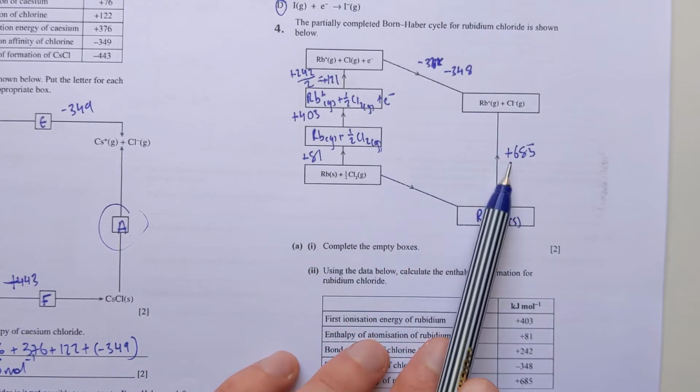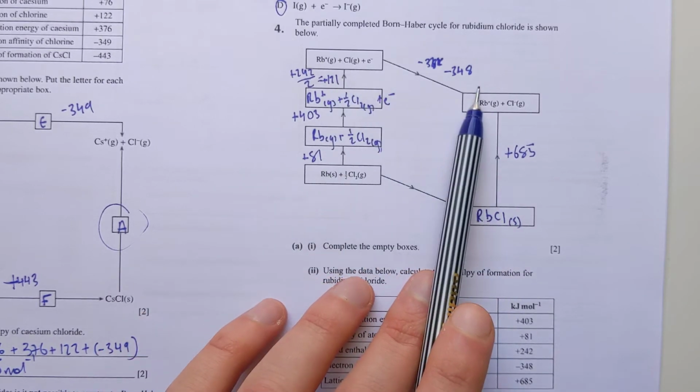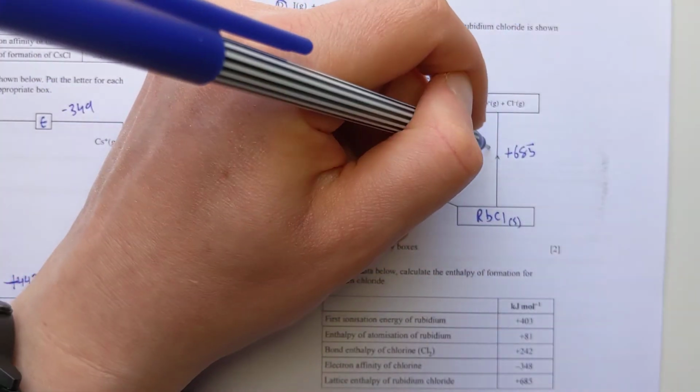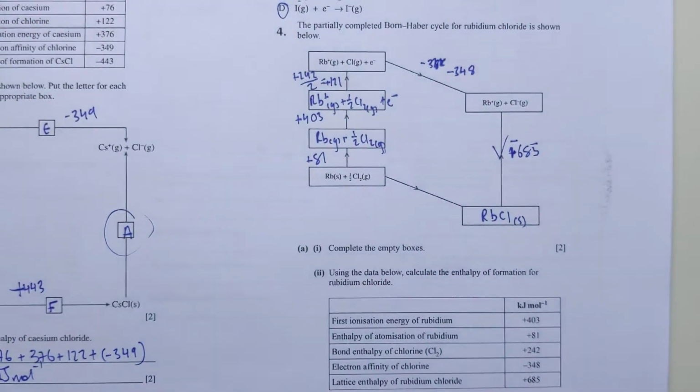The only arrow I need to change is this last enthalpy arrow. It's pointing the wrong direction for that transition from left to right. So I'm going to flip it and change the sign of it, minus 685.